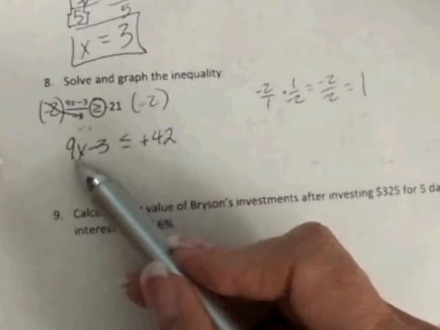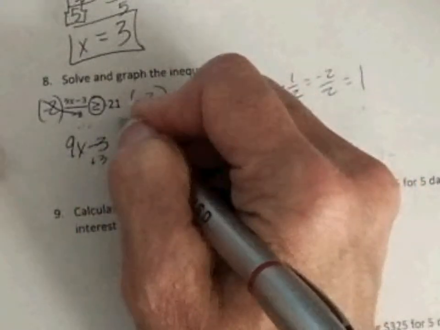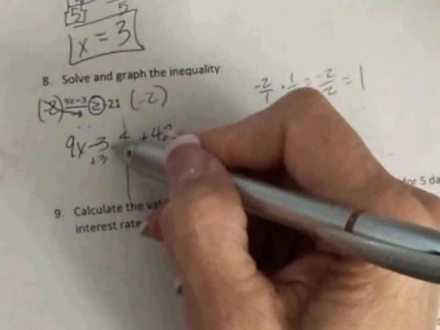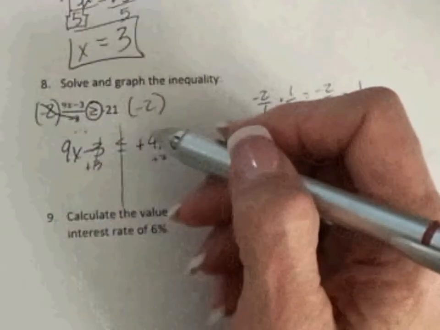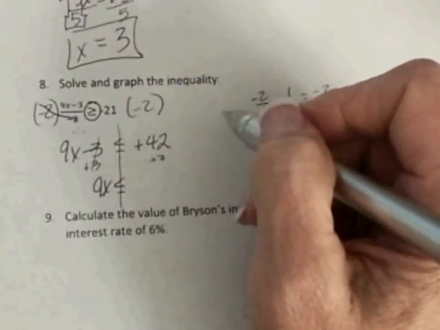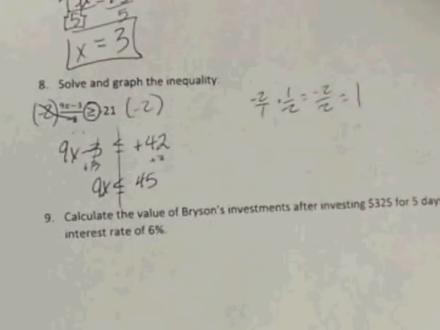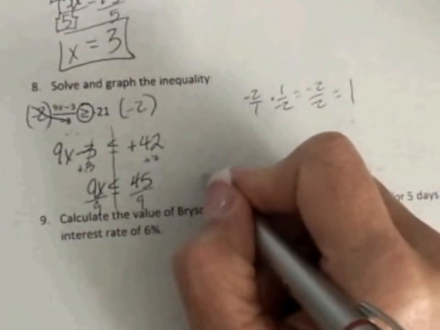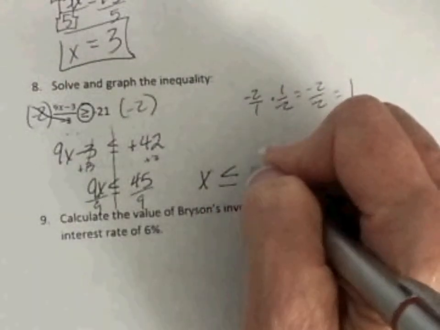isolate my variable. They subtracted 3. I'm going to add 3. I like to put my center line down to remind me if I do it to one side of the equation, I have to do it to the other. Negative 3 and positive 3 are 0 pairs, so they go away. On that side, all I have left is 9x is less than 42 plus 3 is 45. Now I'm going to divide both sides by 9, and I have x is less than or equal to 5.